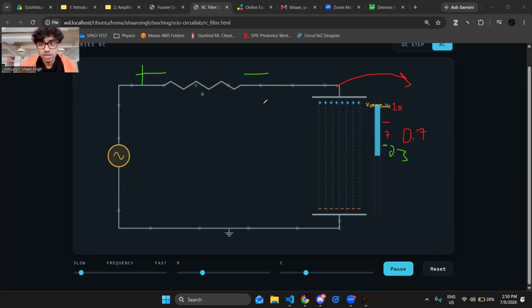Or maybe someone else? Does someone else want to... more of the voltage across the resistor. Wait, can you repeat the question?